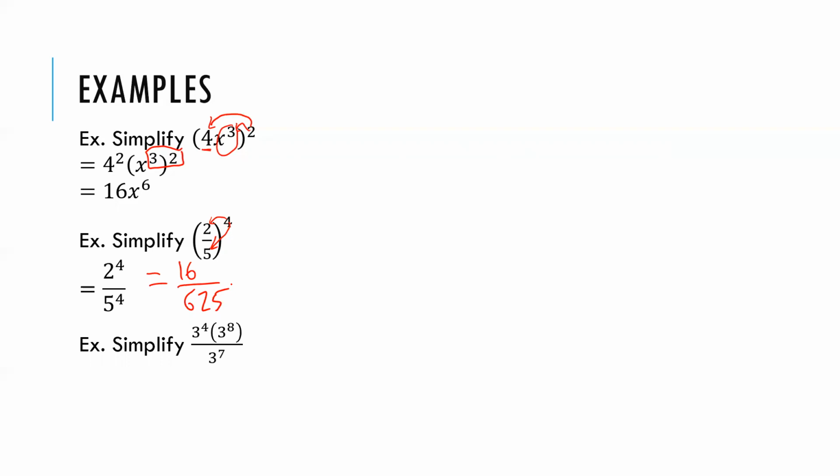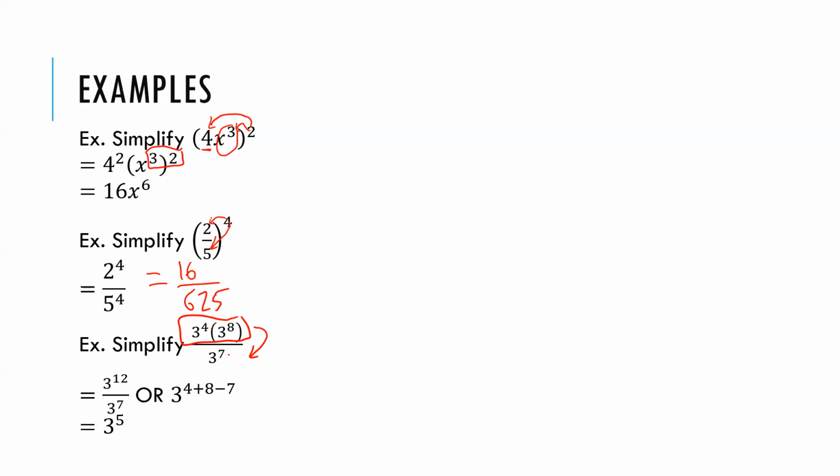Last one here. The last one's going to involve a couple different rules. So we have a product of two powers, and then we're going to be dividing. So you want to multiply first and then divide. When we multiply, we know that this ends up giving us 3 to the power of 12, and then we have 3 to the power of 12 divided by 3 to the power of 7. A different way that we could approach this is we can simply add the exponents and then subtract the 7.